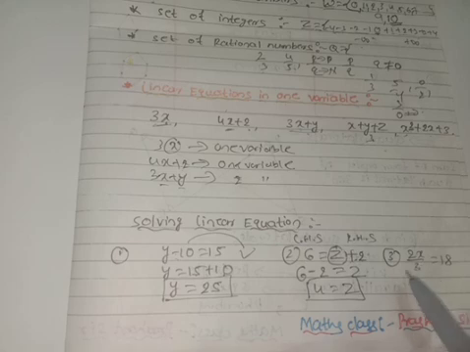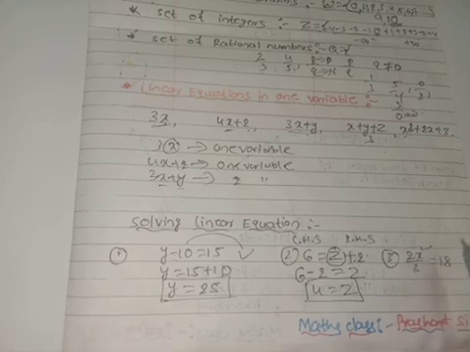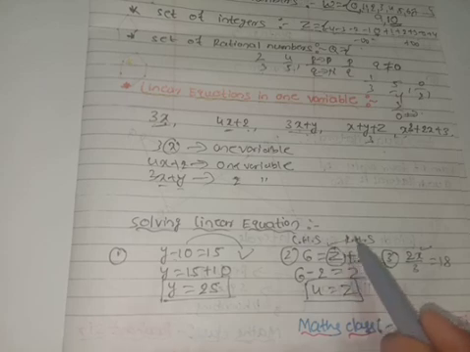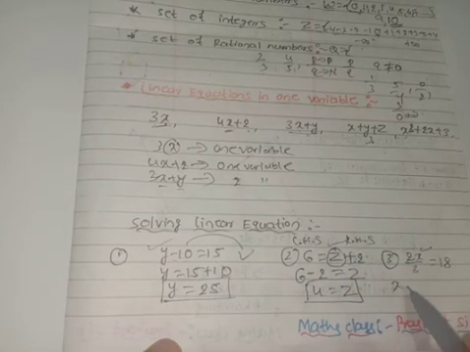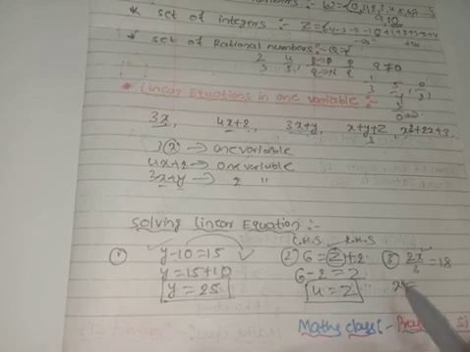2x by 3 is equal to 8. Simply, what do we have to find here? The variable x value. Here also variable z value, and here also variable y value. And variable x, we have to take it out.